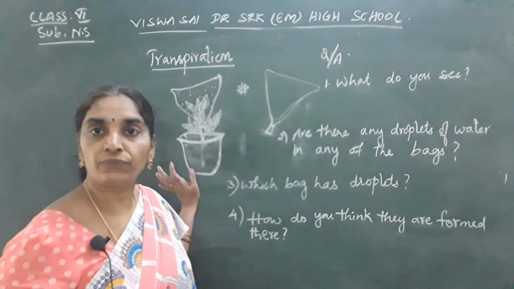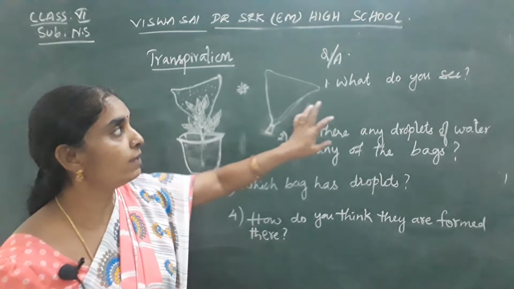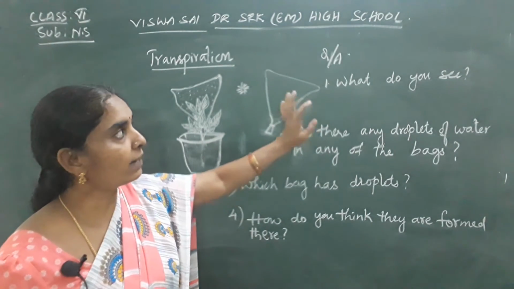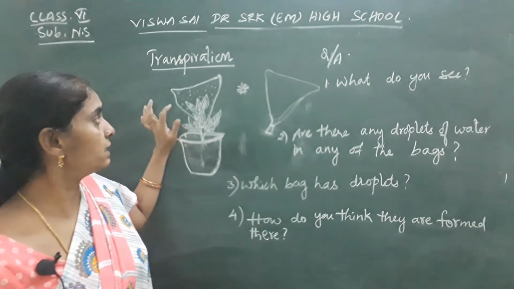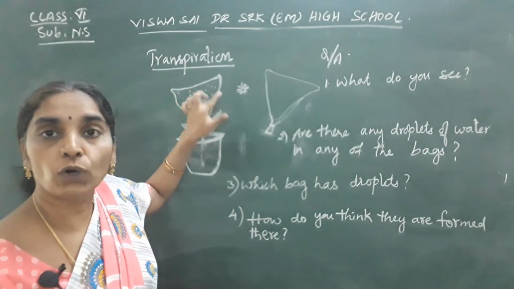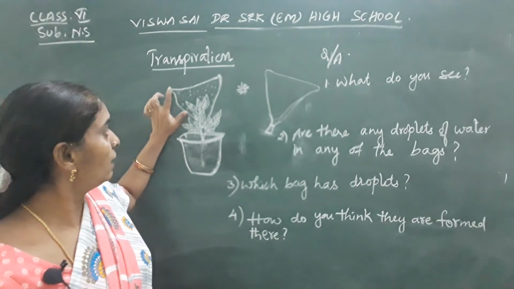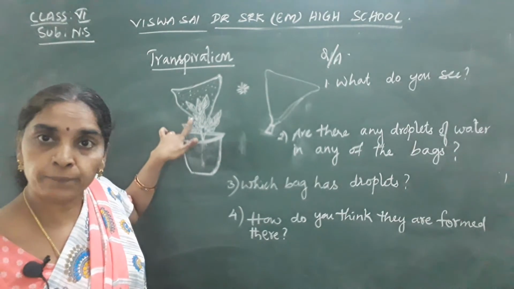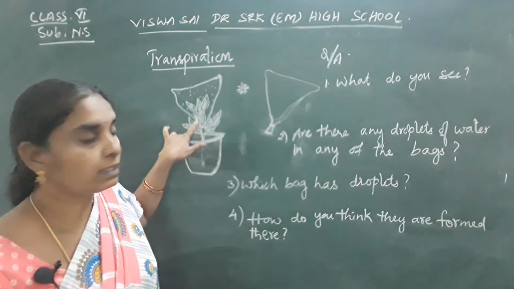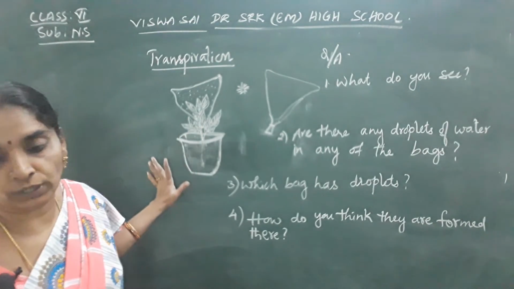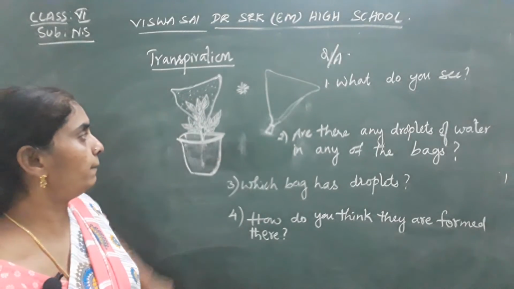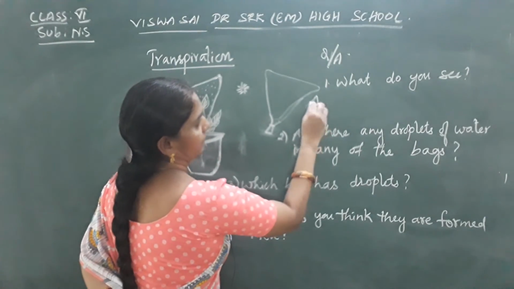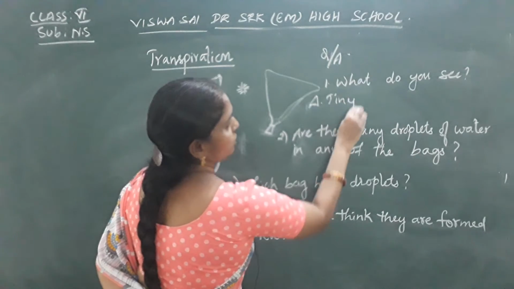So in this experiment on the transpiration process, what did we see here? You have to write the answer. Here we have seen that tiny droplets of water were seen in the polythene bag tied to the branch of the potted plant, isn't it?